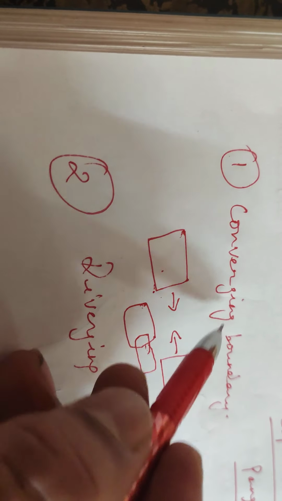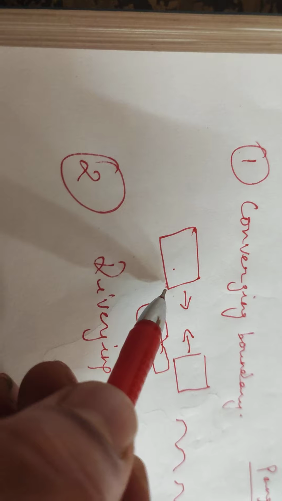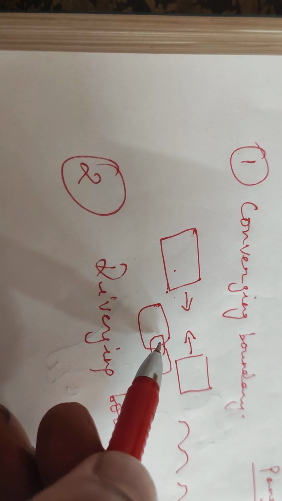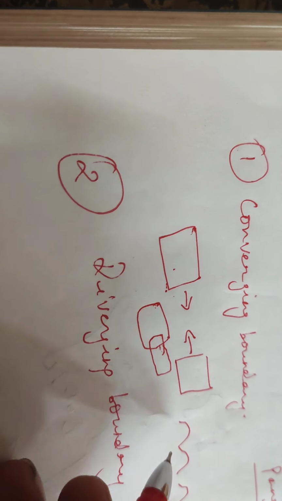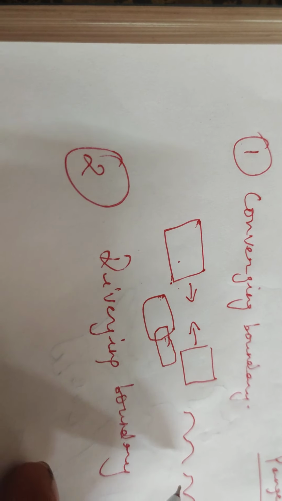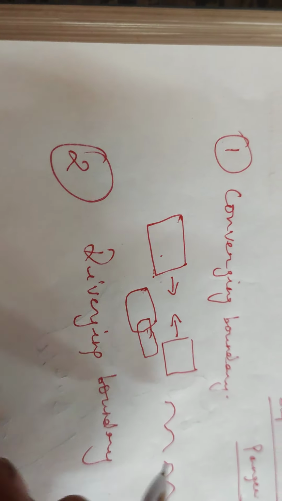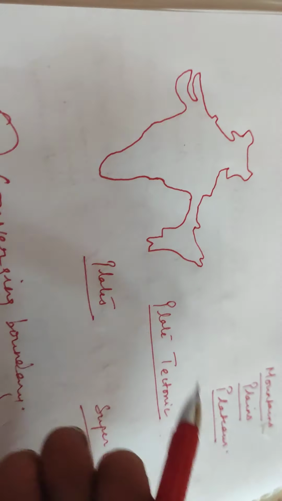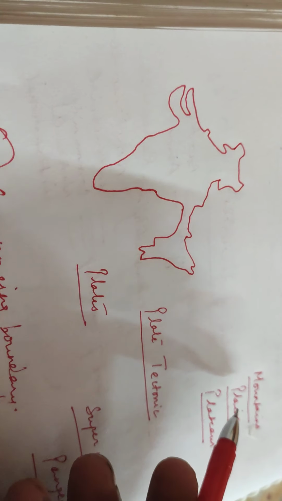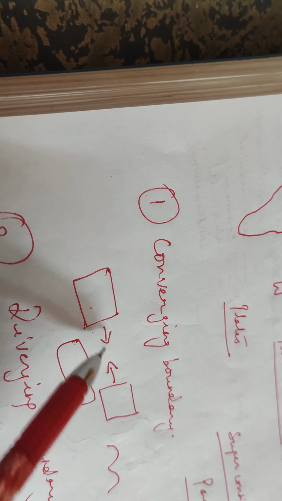So this is the converging boundary, wherein the two plates are moving towards each other, and because of this the weaker plate subducts under the stronger plate and a fold is created, which results in the formation of fold mountains. So one landform that we were about to understand is mountains, and this is how mountains get formed: because of the converging boundary, where the two plates are moving towards each other.